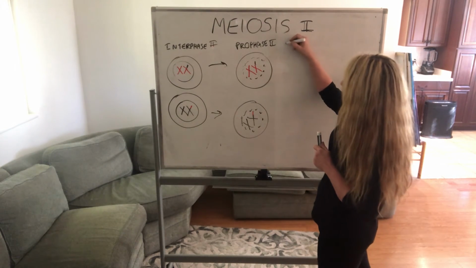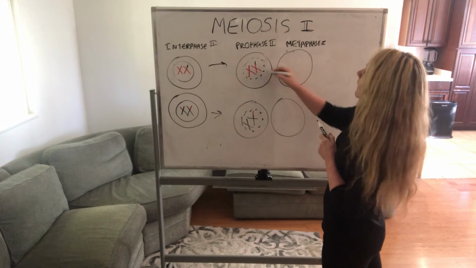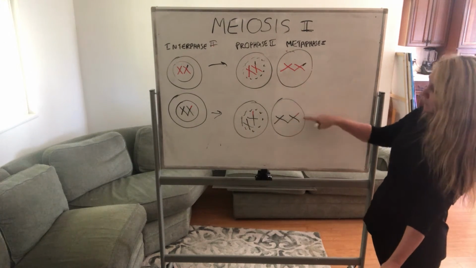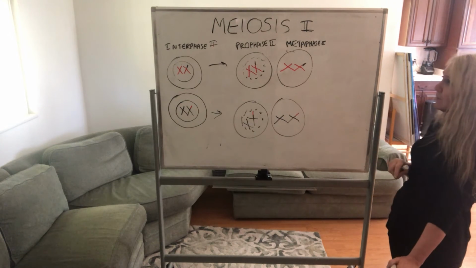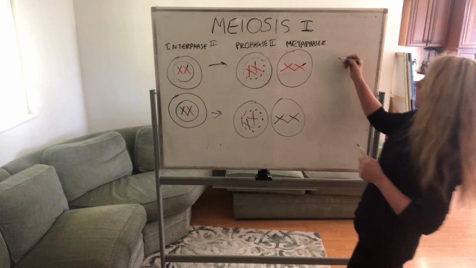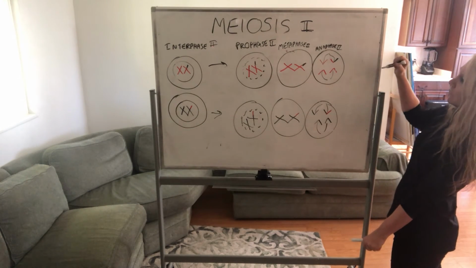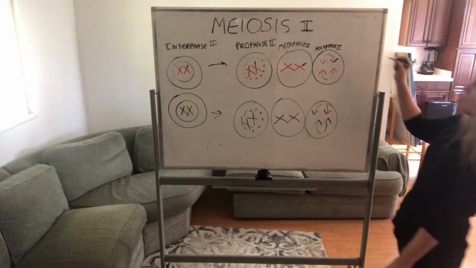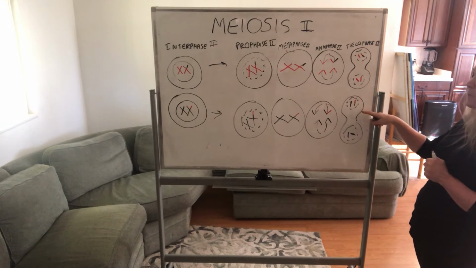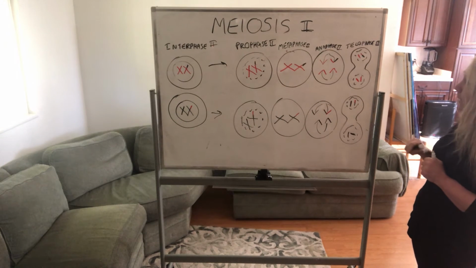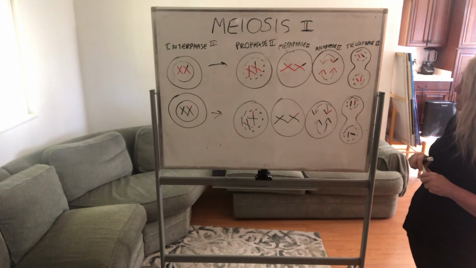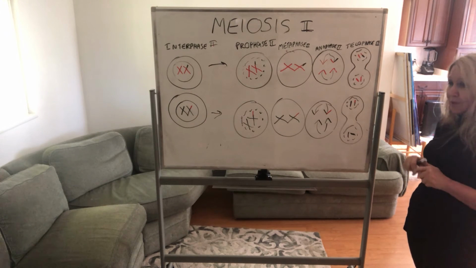Next, we have metaphase. Okay, so we're going to line these up. And remember, we had crossing over happen, so I'm showing that here. Next, we have anaphase 2. So anaphase is when we start pulling the chromosomes apart. Then we have telophase 2. And this is when the nuclei are going to be formed. And remember, we had crossing over, so we're still showing that here. And then the last phase, cytokinesis 2, is when the cytoplasm splits. So we're going to end up with 4 cells.